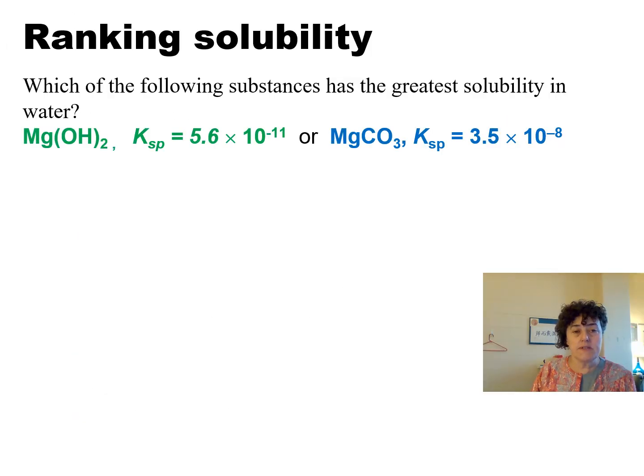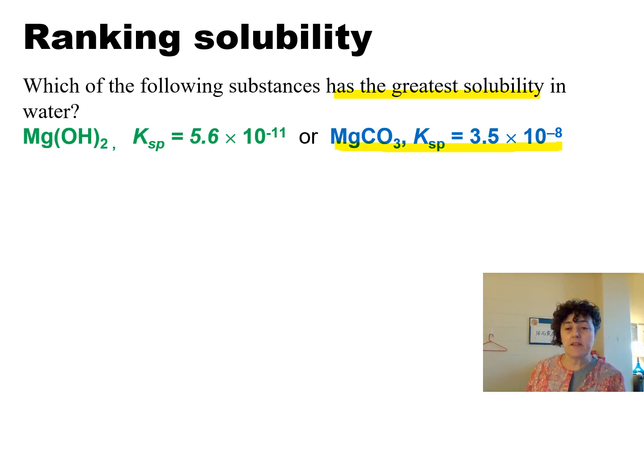So finally, let's see how to rank solubility. In this problem, they are asking you to figure out which one of the two has the greatest solubility between magnesium hydroxide and magnesium carbonate by comparing the Ksp. Now, you might be tempted to look at this and say, well, the magnesium carbonate has the highest value for the Ksp, therefore it is also going to have the highest value for the solubility. Unfortunately, this is not the case, and this is because they have different stoichiometry. That means that, to make sure, you actually have to calculate the solubility from the Ksp of both of them.